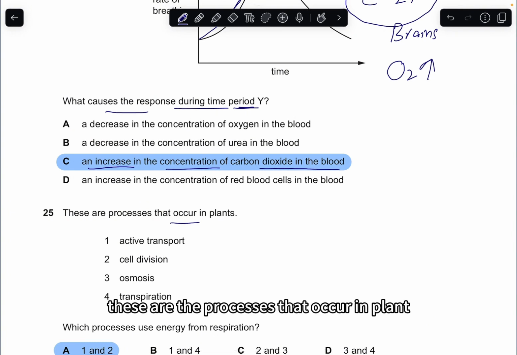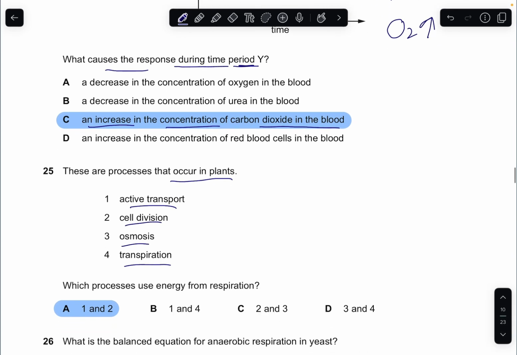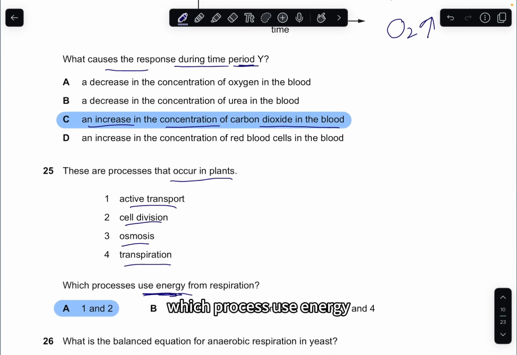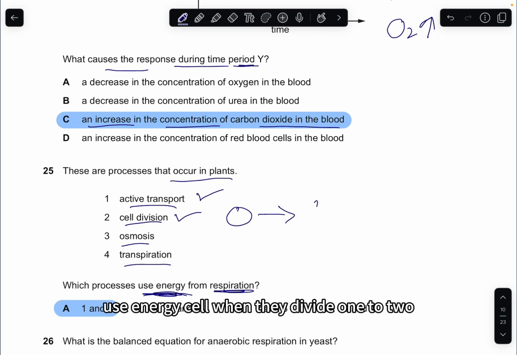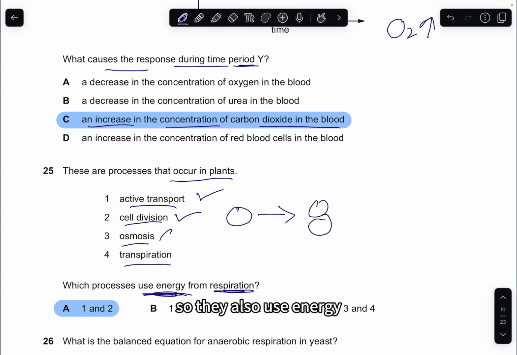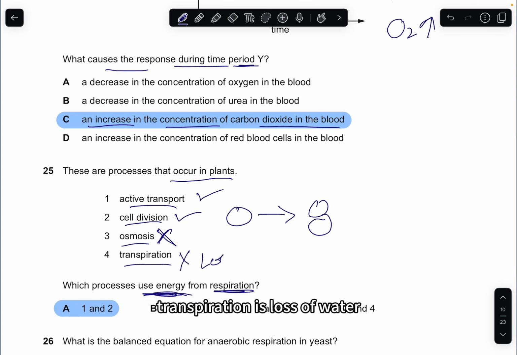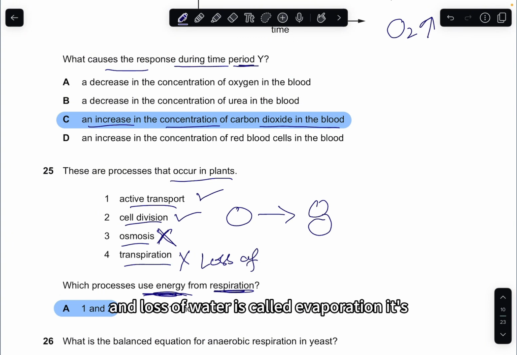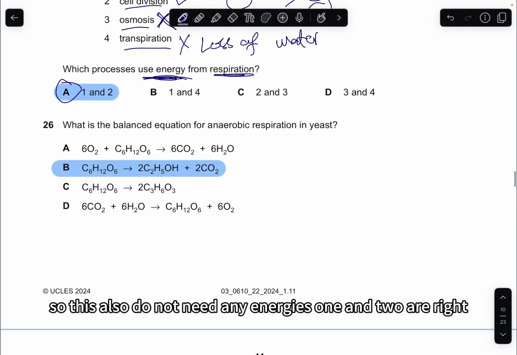These are processes that occur in plants: active transport, cell division, osmosis, and transpiration. Which processes use energy from respiration? Active transport uses energy. When a cell divides from one to two, it also uses energy. Osmosis is the movement of water and does not require energy. Transpiration is loss of water by evaporation, a type of diffusion, so it also does not need energy. So 1 and 2 are right.